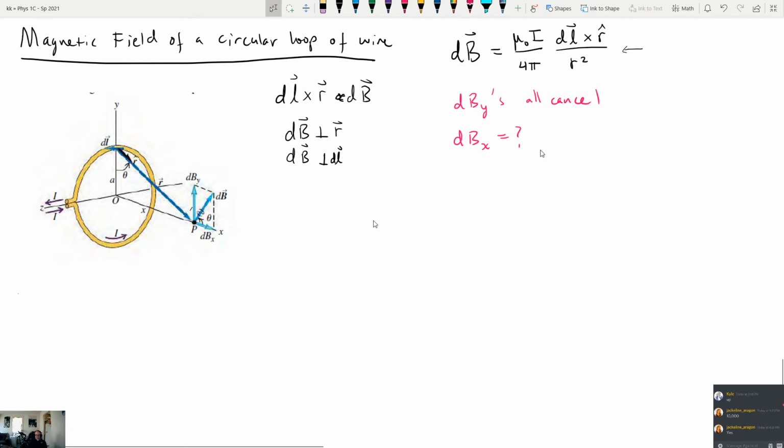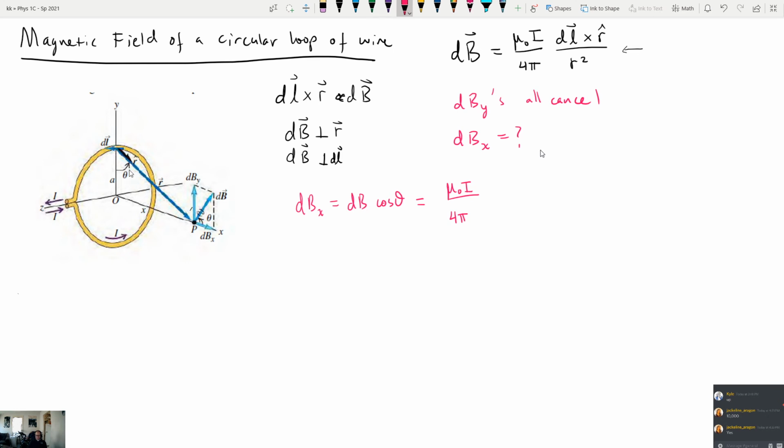Okay, so now let's do the calculation. We want to find dBx, which means if we call this angle theta right here, which is the same as the angle theta that shows up here, you can convince yourself of that if you want to, then I would say that dBx should be equal to dB times what? Cosine theta? And that's going to be equal to mu naught I divided by 4 pi. Now, once again, we're going to need to do dl cross r, but I'm pretty sure that they're at right angles to each other now, right?